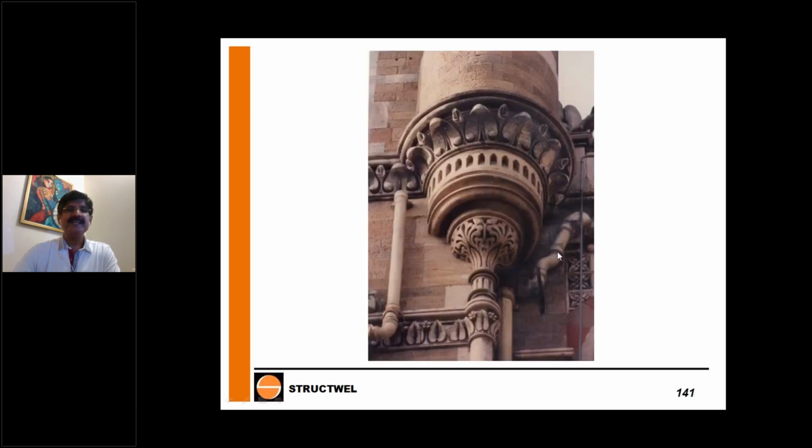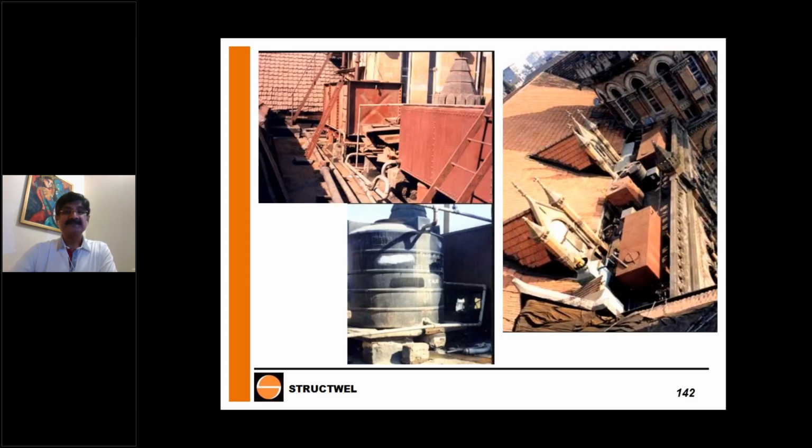You know, very insensitive way of putting the pipeline into the structure. Could it have been from inside? Probably yes. We could have done it from inside, but it was a very insensitive way of doing it. And that's where I said the MEP engineers must have training in conservation if they have to be deployed on maintenance of heritage structures. This is again another mistake of maintenance engineers.